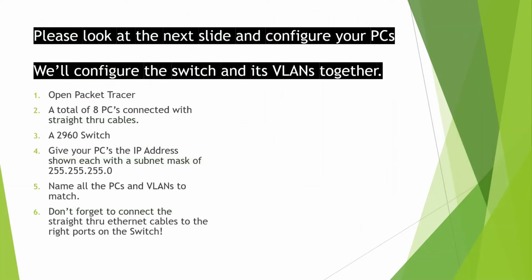We'll configure the switch and its VLANs together. Take a look at the list here. This is what we're going to set up in Packet Tracer. We're going to have 8 computers, 8 PCs. We're going to have one 2960 switch. They're all going to have the same subnet. And we're going to name the PCs and VLANs on the diagram. And importantly, don't forget to connect the straight-through Ethernet cables to the right ports on the switch.